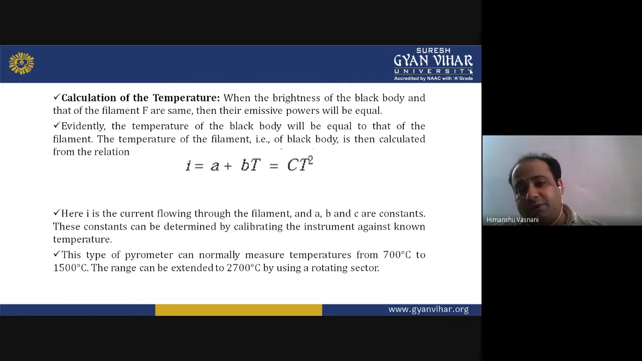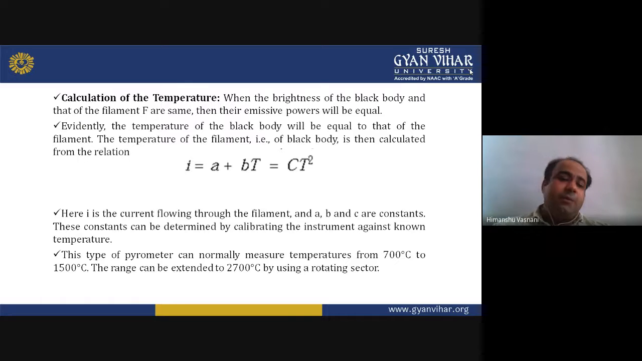The calculation of the temperature. When the brightness of the black body and that of the filament F are the same, then the emissive powers will be equal. So evidently the temperature of the black body will be equal to that of the filament. The temperature of the filament, and hence of the black body, you can calculate from the relation I equals A plus bt plus Ct square. Here I is the current flowing through the filament, and A, B, and C are constants. These constants are determined by calibrating the instrument against known temperatures.